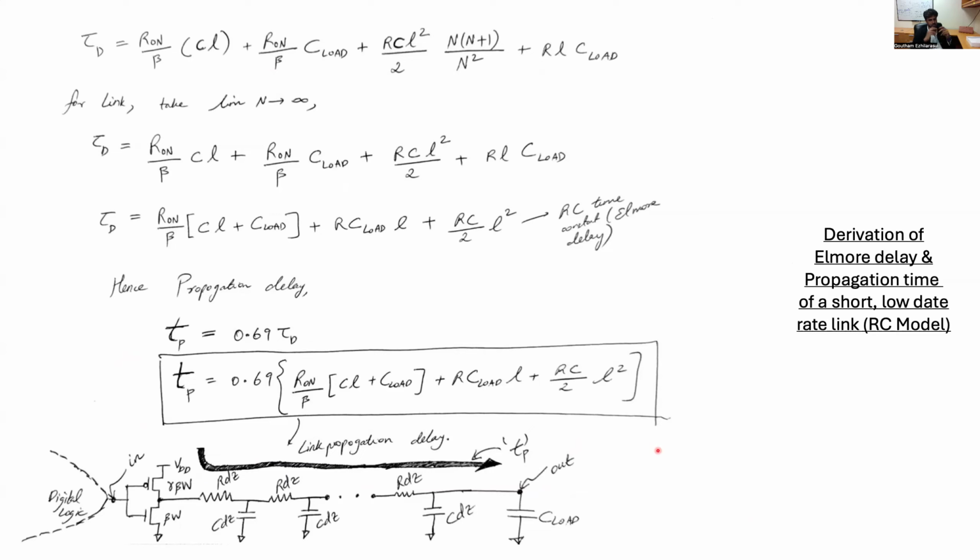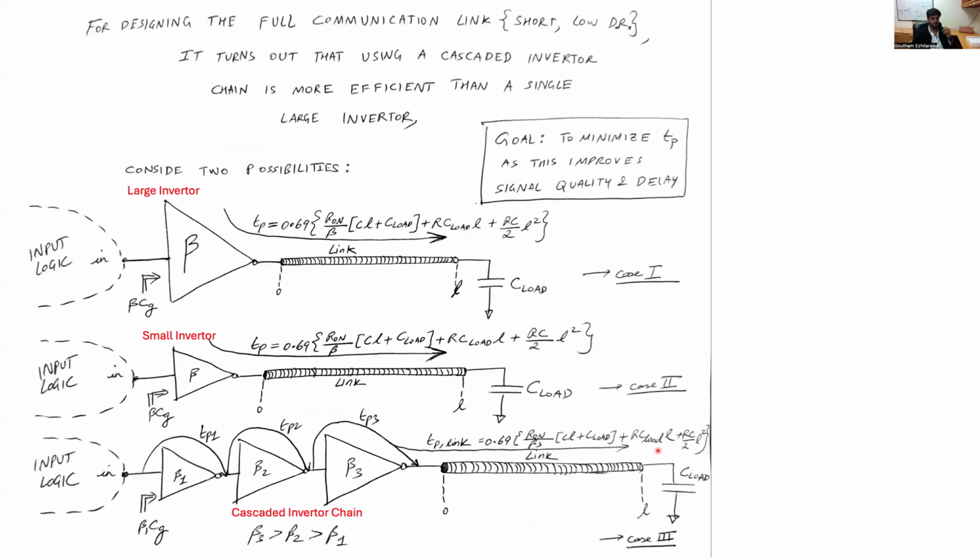We have the concept of propagation delay of a single inverter, as well as the propagation delay of a cascade of inverters, as well as the propagation delay of the RC link itself. So now, as I mentioned earlier, signal integrity and the design of the transmitter and receiver for these short low data rate links ultimately comes down to how you can minimize the propagation delay subject to some constraints. So now we are in a good stage to try to design this transmitter and receiver in order to drive these short low data rate links.